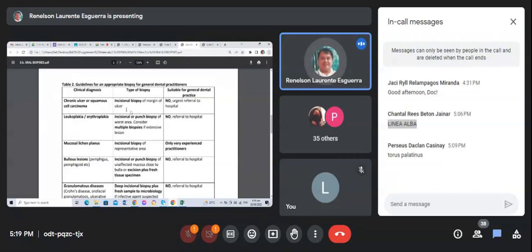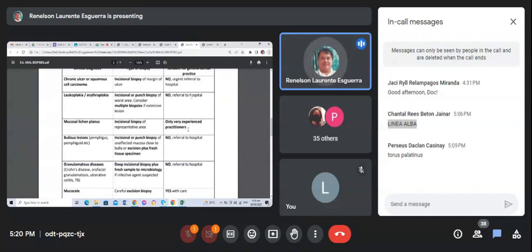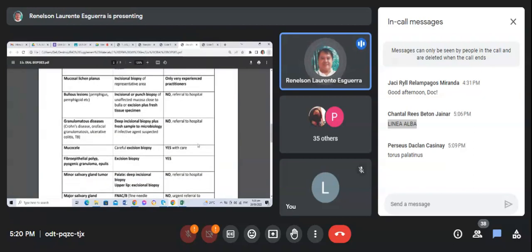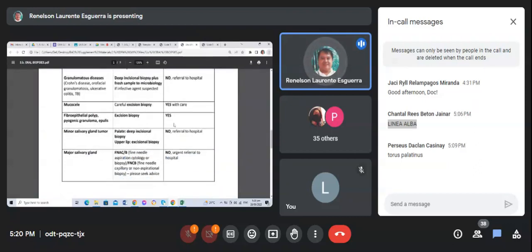So if you notice, if you have cancers, white patches, or any other forms of granulomatous diseases, if there is a need for biopsy, biopsy is not for general dental practitioners. You can see no, referral to the hospital; no, urgent referral to hospital; no, referral to hospital; no, referral to hospital. Mucocele, yes, but with care. Fibroepithelial polyps, yes, but minor salivary gland and major salivary gland tumors, no, you have to refer to the hospital.